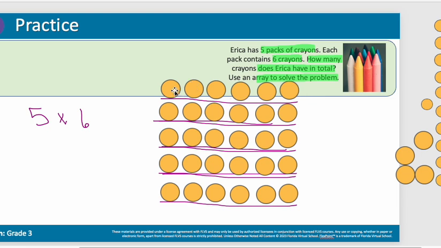Well, I'm going to go 1, 2, 3, 4, 5, 6, 7, 8, 9, 10, 11, 12, 13, 14, 15, 16, 17, 18, 19, 20, 21, 22, 23, 24, 25, 26, 27, 28, 29, 30. So I know there are 30. Okay? 30 what? 30 crayons.